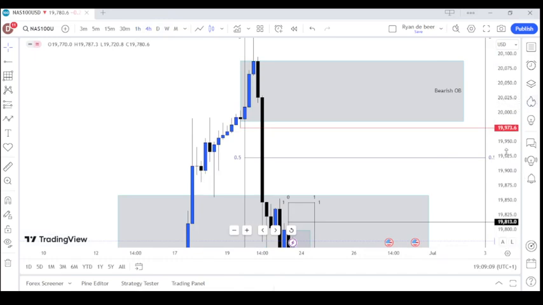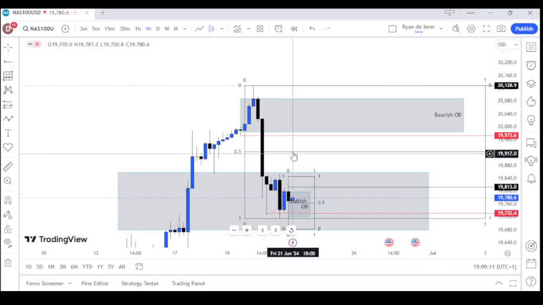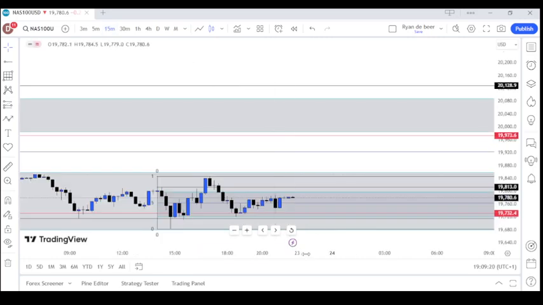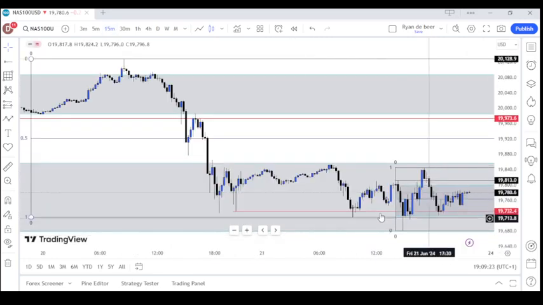Okay, so as you can see, we might get a slight push up into these highs over here, or could possibly get a push up into this bearish OB right there. So that's something I'd like to look at, or just keep in mind.